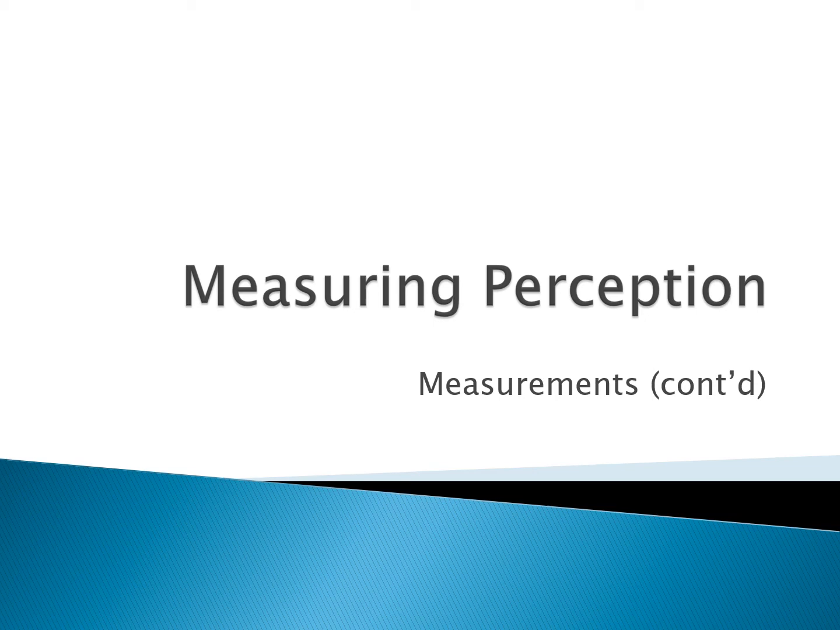Okay, I'm going to continue talking about measuring perception and continue to move forward through these various kinds of measurements. If you remember from last time, we talked about some of the basic classical psychophysical methods: the method of constant stimuli, the method of adjustment, and the method of limits. And we also talked about how we can use these to measure absolute threshold, and we also talked about difference threshold.